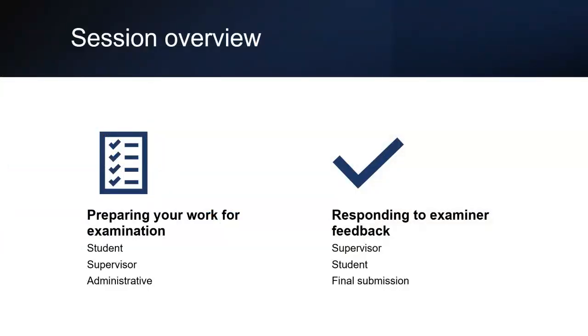There you go. Right. So we will look at the preparation that you have to make in terms of getting ready for the examination. And we will look at what your responsibilities are, what your supervisor is going to support you with, and all the administrative processes that relate to the preparation of submitting to examination. And then we will also look at what the requirements are to respond to the examiner's feedback once the examination process is complete.